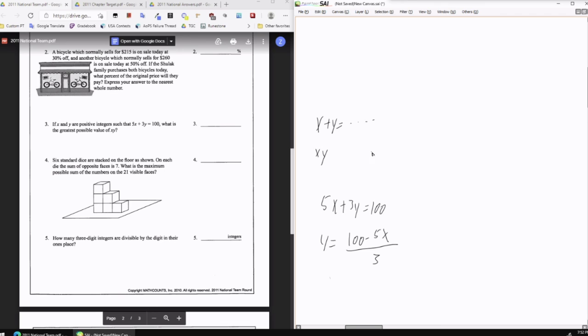Maybe you can also explain it like this: if you square this, that gives you 25x squared, 9y squared. To maximize xy, you want to minimize these two parts, right? You want to minimize these two.